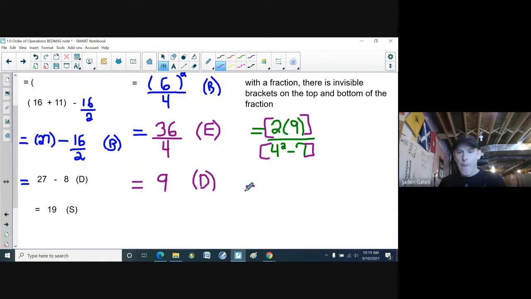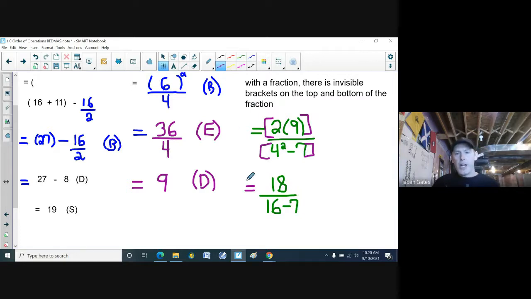Now on the top, well, the only thing I can do is multiplying. So 2 times 9 is 18. So I got the top figured out. Now the bottom I got to figure out. Again, I have to use BEDMAS even inside the brackets. And so this time in the bottom here, I have a 4 squared. We did that one already. That's 4 times 4. So I got a 16. 4 times 4 is 16 minus a 7.